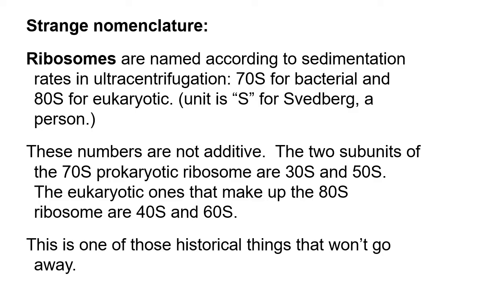Okay, so in terms of referring to the various ribosomal subunits, there's sort of an unusual historical nomenclature for that, and that is the unit being the S or Svedberg. So the ribosomal particle in bacteria is 70S, and the eukaryotic one is 80S. Okay, so these numbers are not additive. The larger numbers mean they sediment faster and they're bigger, but they don't add. The subunits of the prokaryotic ones are 30S and 50S. Well, that adds to 80, not 70. Same for the eukaryotic ones. So this is one of those historical things that won't go away, and you just have to get used to it.